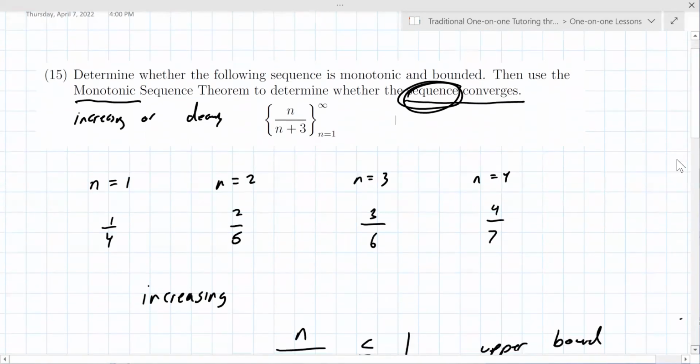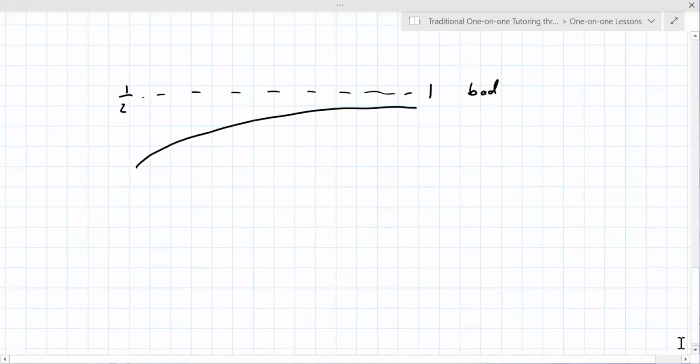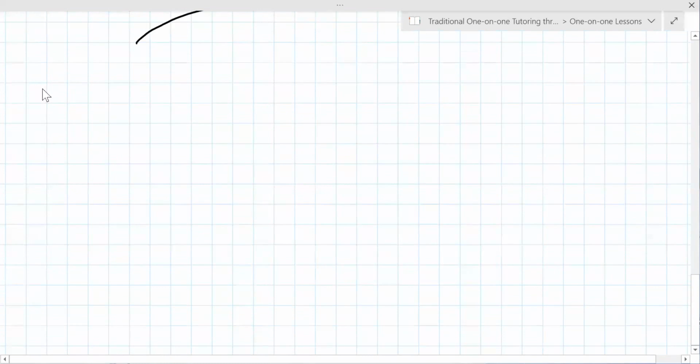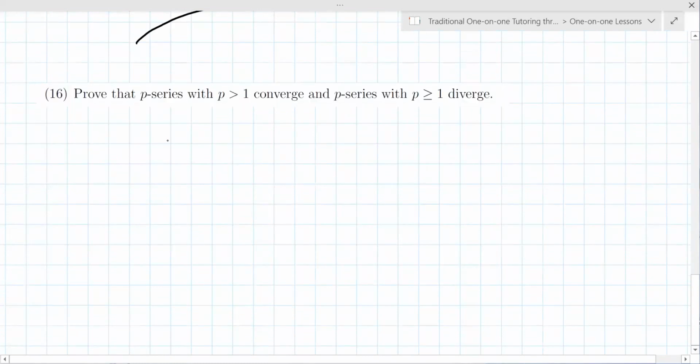Definitely going to look for a reference on this one. I remember, I think you have to prove that a P series is this one here, 1 over X to the P. Yeah. Okay.